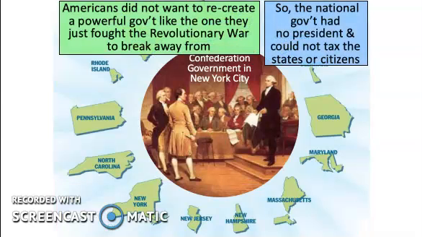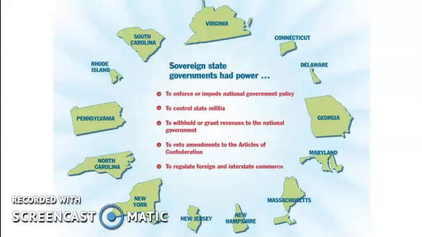Now, once again, the entire reason behind this is we didn't want to recreate the powerful government like we were trying to break away from during the American Revolution. There's no president because that looks way too much like a king. And the national government couldn't tax states or individual citizens. You may remember from the Revolution, one of the biggest rallying cries was no taxation without representation.